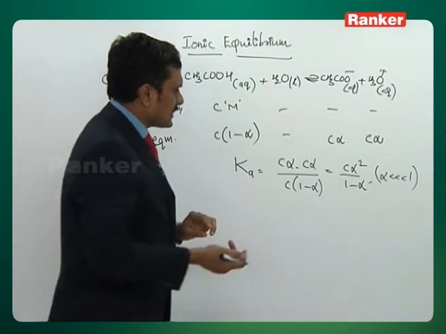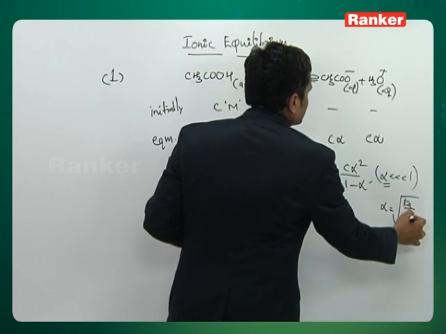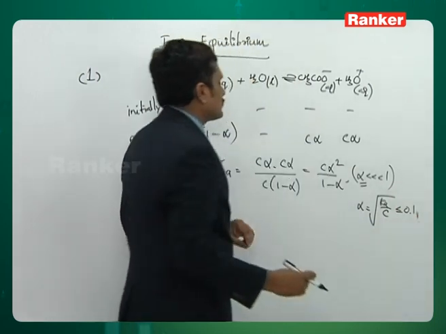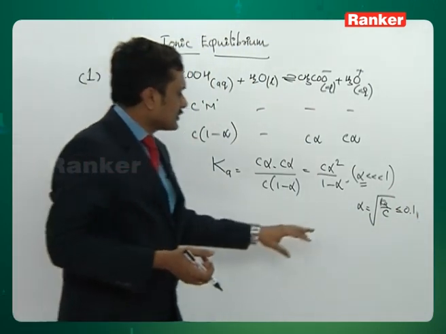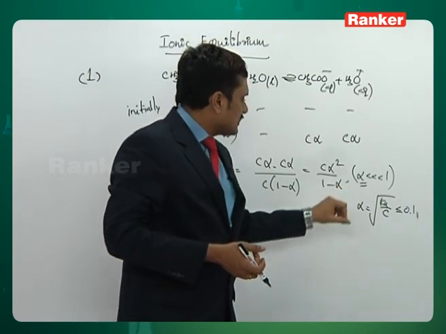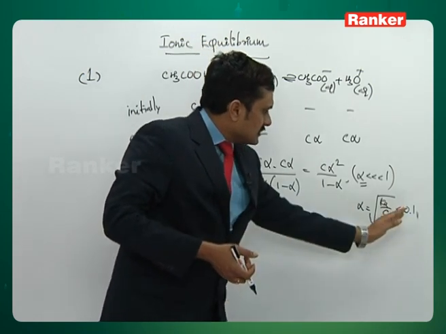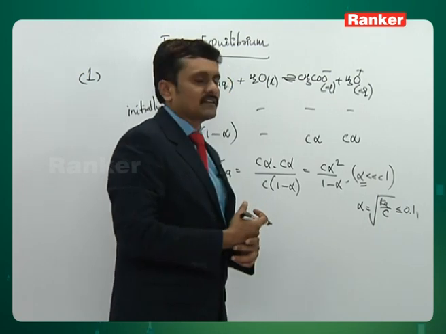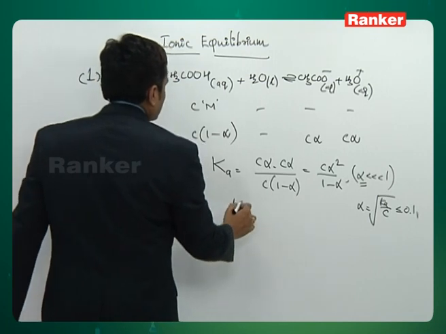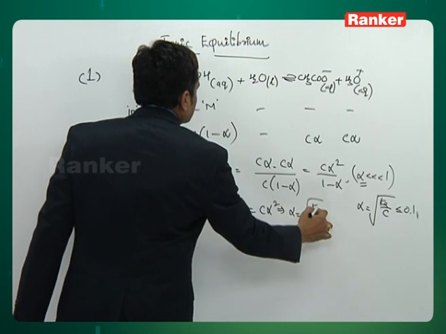Here the point is, you can do this only when alpha, which you calculate by means of the simplification, is less than or equal to 0.1. This is a hint that I am providing you: alpha can be neglected compared to 1 only if the equation is satisfied with the calculated value of alpha being less than or equal to 0.1. Now when I neglect it, I get Ka is equal to C alpha square, or alpha is equal to square root of Ka by C. This is the expression which I gave you.